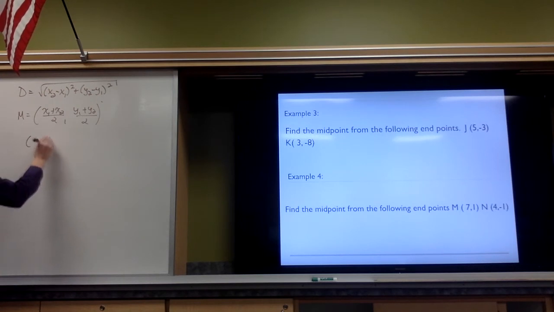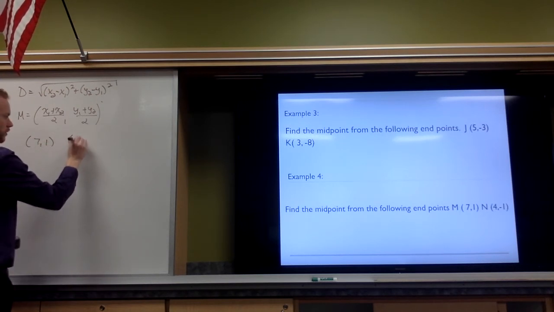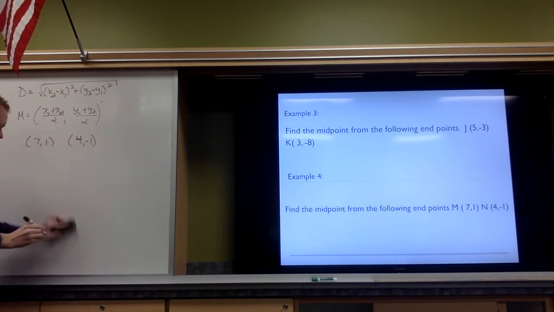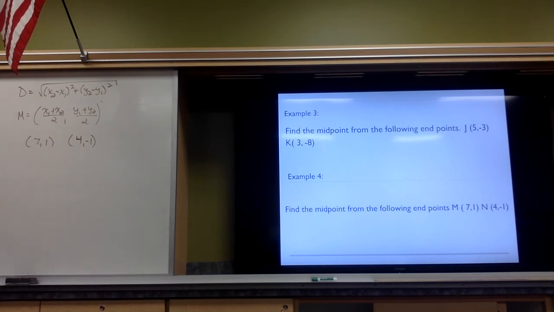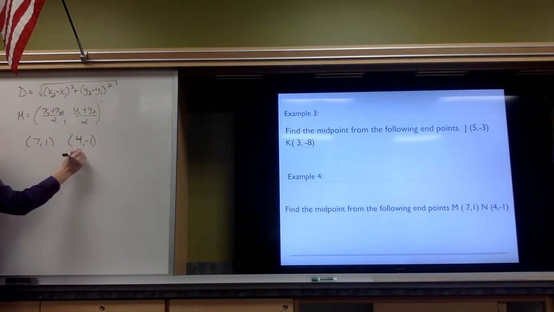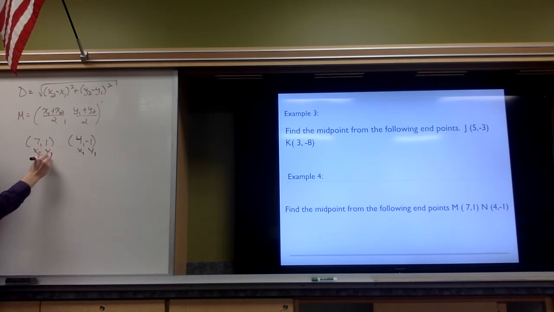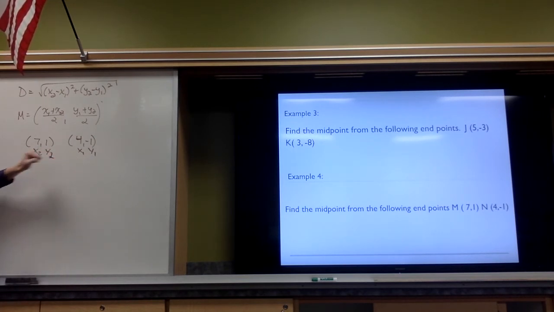This time, the points are 7, 1, 4, negative 1. Find the midpoint. So I'm going to label, and you know what? I'm going to show you. It doesn't matter. So I switched it on you. Here's my first point, there's my second. Like I said, you're going to get the same answer.